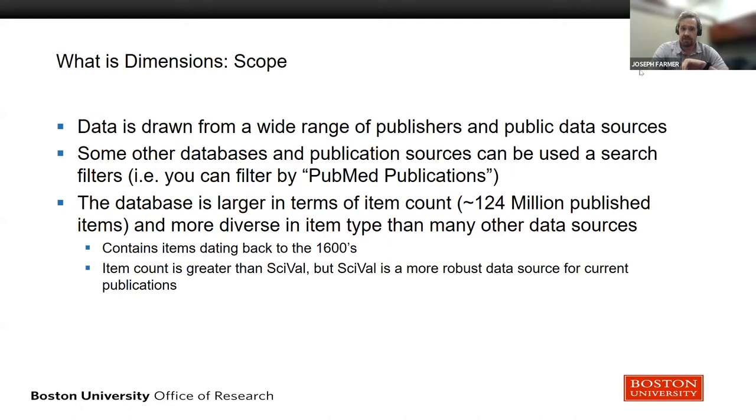Dimensions, however, will go back to the 1600s, I believe, were the earliest publication items in the Dimensions database. So you have an ability to go much, much further back in time in Dimensions, which may not be particularly useful for many people, but it gives a little compare and contrast with some other tools. SciVal can't find you writings from the 1800s or the 1700s. Dimensions potentially can. So depending on what field you're in, what you're trying to do, are you trying to find primary source material, Dimensions may be a strong tool for that.